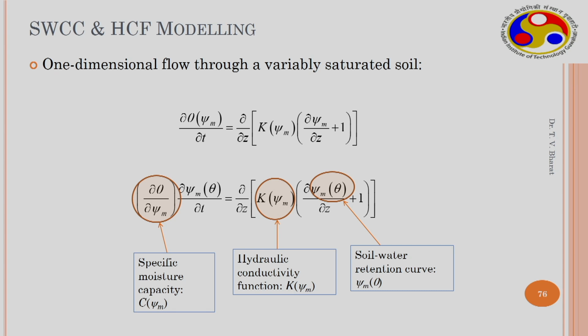So here you have the dependent variable theta, which is again a function of suction. So ∂θ/∂t is equal to ∂/∂z of K, the hydraulic conductivity, which is a function of suction. Therefore this is the hydraulic conductivity function times ∂ψ/∂z plus 1. We will see why we get plus 1. If you have a horizontal flow taking place, then you will not have this plus 1. If you have a vertical flow, then plus 1 is added. That we will see when we discuss the flows.